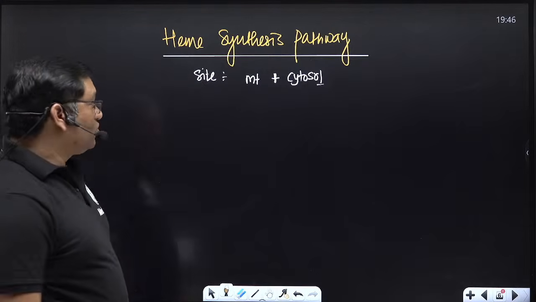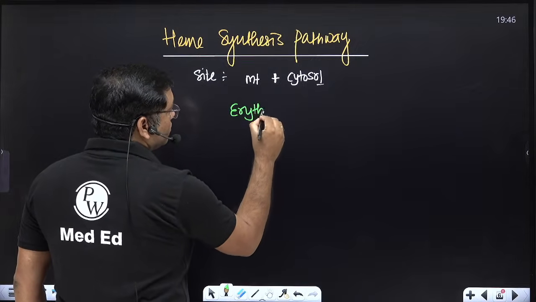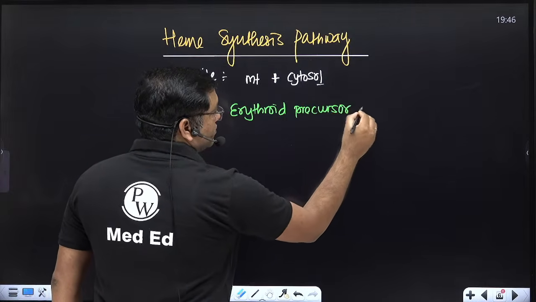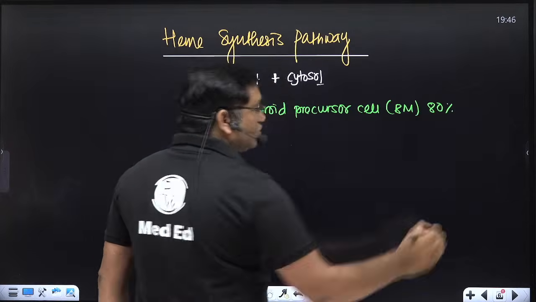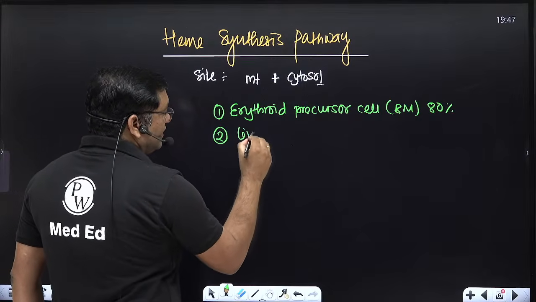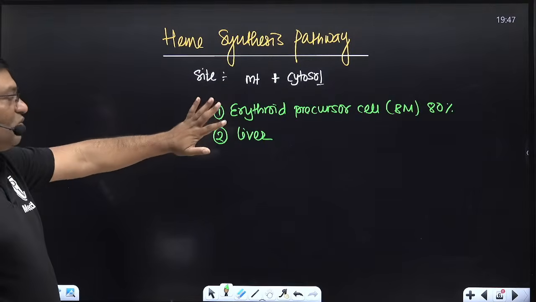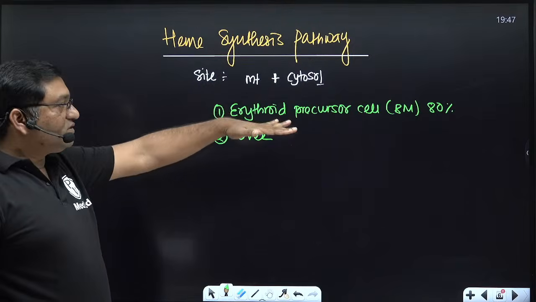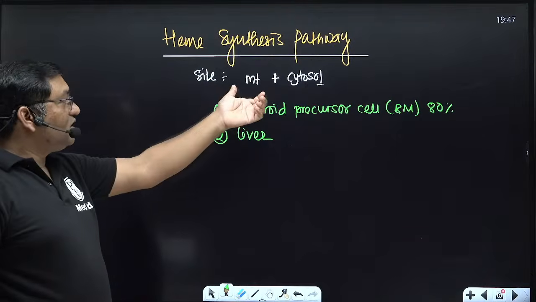It occurs in erythroid precursor cells of the bone marrow. 80% of synthesis occurs in erythroid precursor cells of the bone marrow, and the remaining occurs in the liver. It occurs in all cells of the body except mature RBCs. So erythroid precursor cells of the bone marrow and the liver are the major sites for heme synthesis. It occurs in the mitochondria and cytosol.